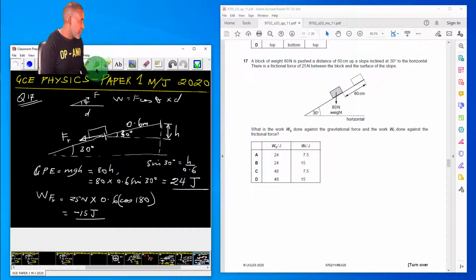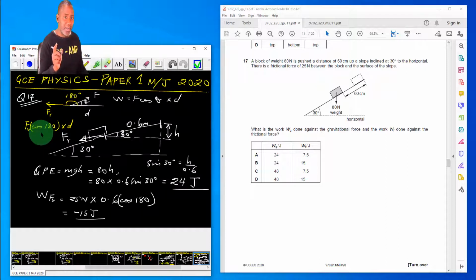In the case of frictional force, the friction force is right in the opposite direction like that, and the angle here is 180 degrees. We follow the same rule. We are going to say it is frictional force cos 180 times d. The cos 180 is minus 1, and that is what makes the work done by friction have a negative sign.